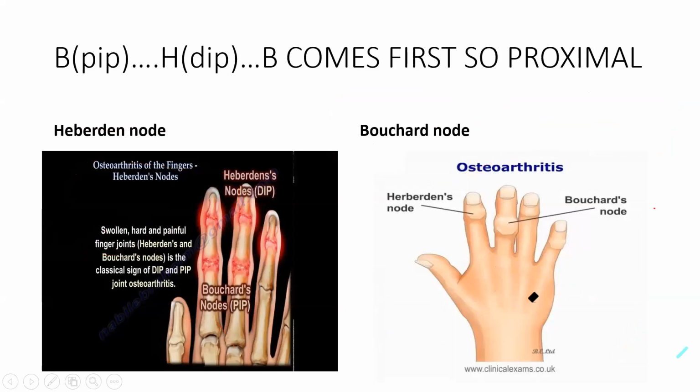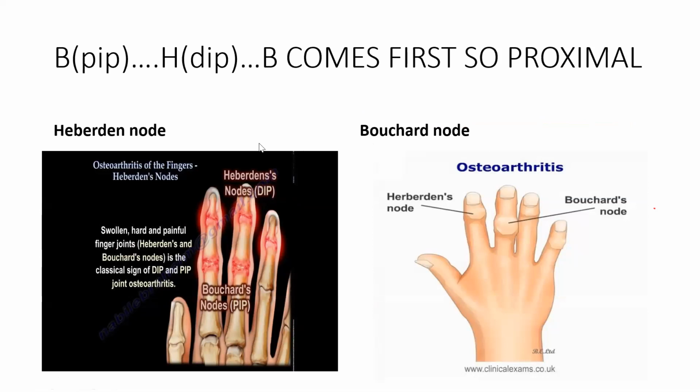So there are two types of nodes. I will come to that. In osteoarthritis there are two types of nodes. You remember the names and I will tell you how. One is Bouchard's nodes and the other is Heberden's nodes. So B and H, it's very easy. B comes first alphabetically, then comes H, A B C D E F G H.